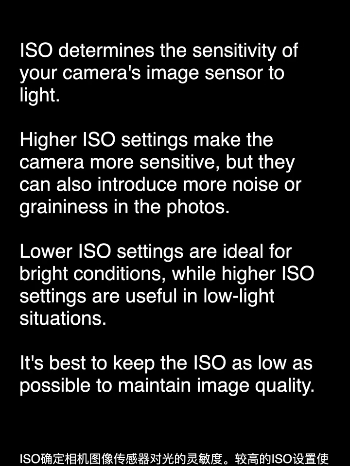I see. What about the ISO setting? How does it affect my photos? ISO determines the sensitivity of your camera's image sensor to light. Higher ISO settings make the camera more sensitive, but they can also introduce more noise or graininess in the photos. Lower ISO settings are ideal for bright conditions, while higher ISO settings are useful in low light situations. It's best to keep the ISO as low as possible to maintain image quality.